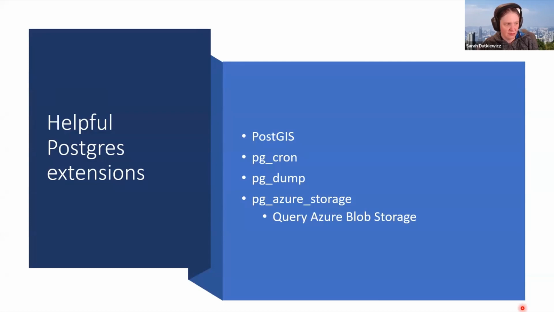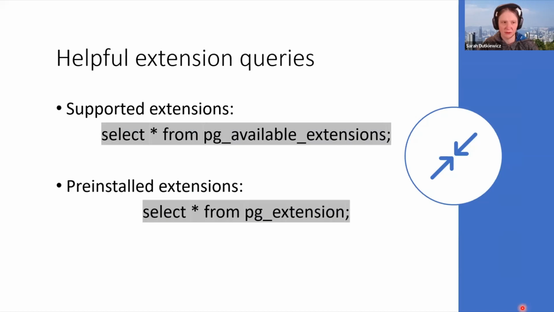Some Postgres extensions that we found helpful when playing around with this are PostGIS when you're dealing with geographic data, pg_cron to schedule your Postgres jobs, pg_dump for backups. And then if you're dealing with Azure Blob Storage, PG Azure Storage is something to look into as well. There are 2 queries for querying extensions to see what's available and what's pre-installed. Those are pg_available_extensions and pg_extension.